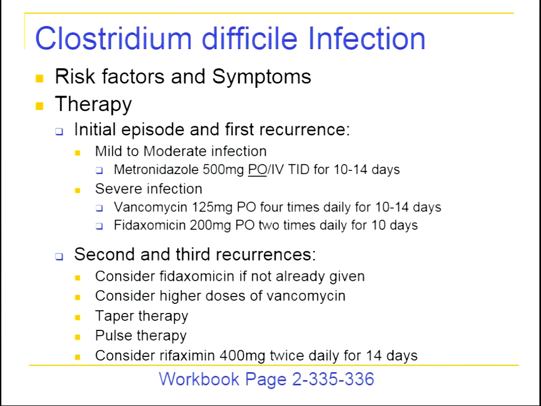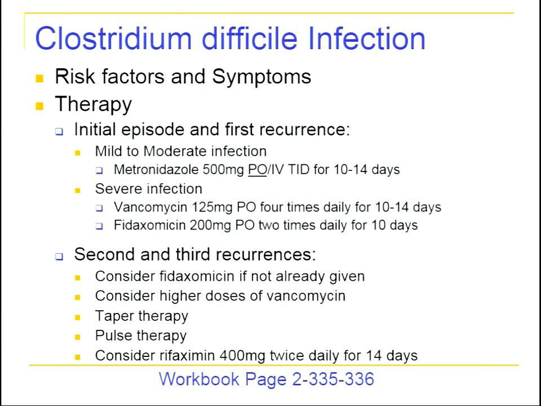So in your handout, I have some lists of risk factors and symptoms related to C. diff. Obviously, this patient is at risk because of his recent antibiotic therapy, specifically clindamycin, which is well known to be a risk factor for C. diff. He was also on a PPI, and as was mentioned in the previous hour, PPIs increase your risk for C. diff infections.